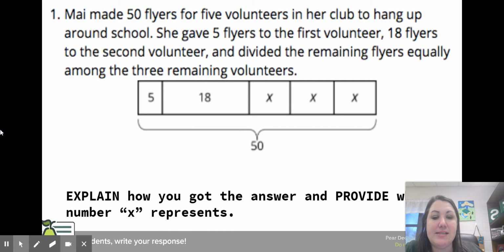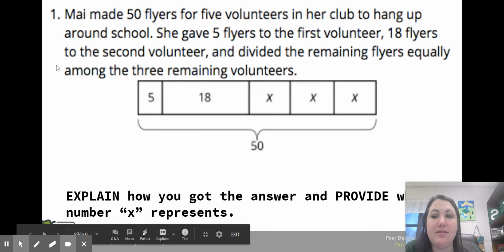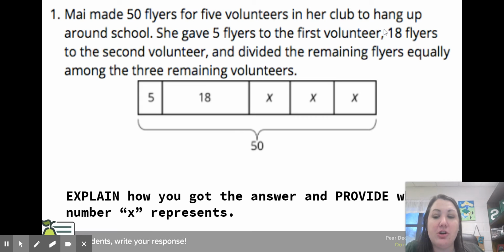So you have 3 different scenarios. For example, this is the first scenario. May made 50 flyers for 5 volunteers in her club to hang up around the school. She gave 5 flyers to the first volunteer, 18 flyers to the second, and then divided the remaining flyers among the 3 remaining volunteers. So I want you to go through and tell me first, how does this scenario tie in to this picture?